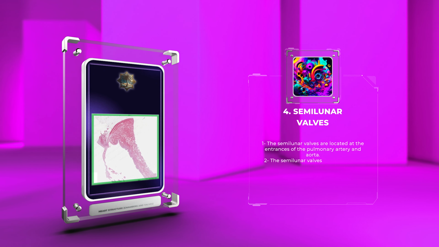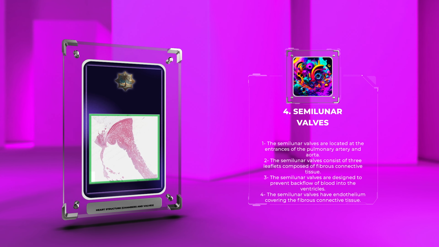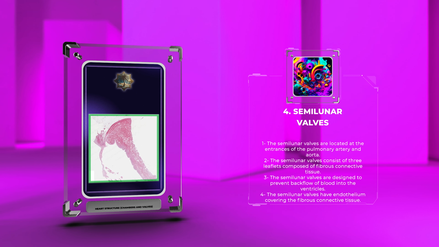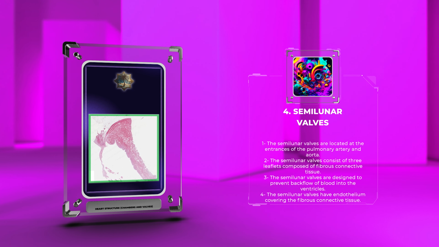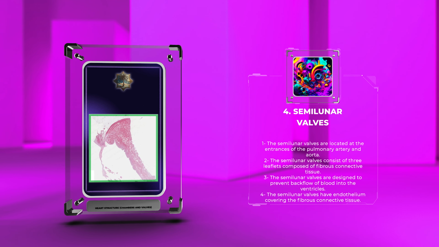Next, we move on to the semilunar valves. These valves, namely the pulmonary and aortic valves, are located at the entrances of the pulmonary artery and aorta, respectively. Histologically, the semilunar valves consist of 3 leaflets composed of fibrous connective tissue covered by endothelium. They are designed to prevent backflow of blood into the ventricles once contraction ceases.